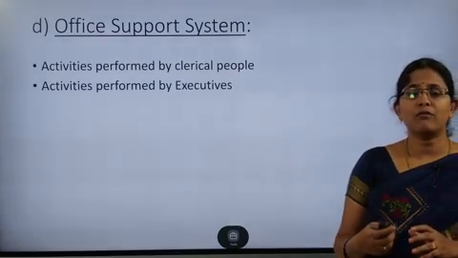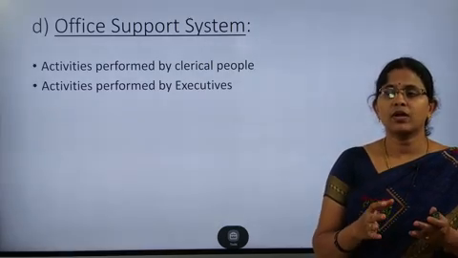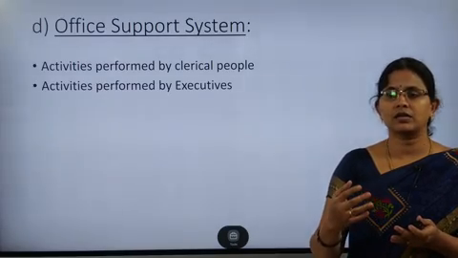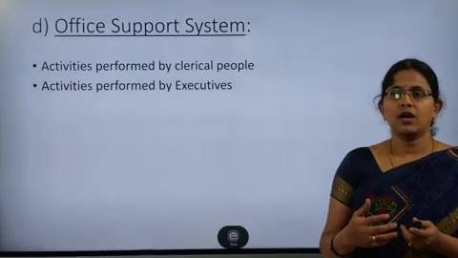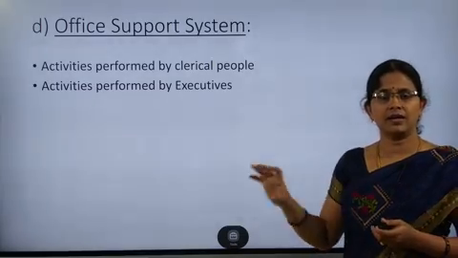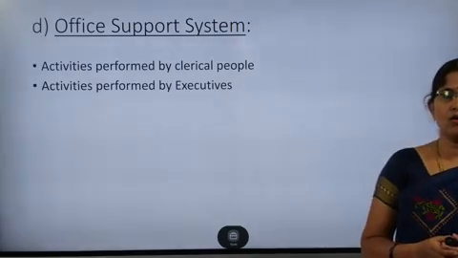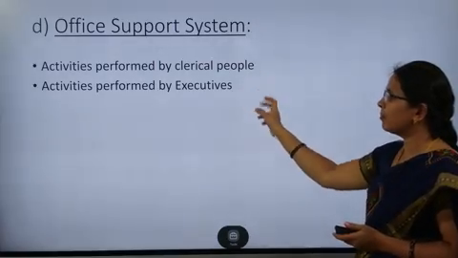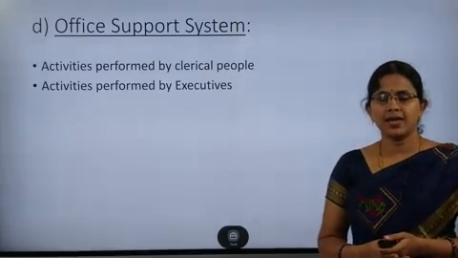If they want to generate any reports, make any decisions, so decision making, report generation, thoroughly going through the reports, preparation of documents and rectifying the errors, all these are the activities that are taken care of by the executives. So these are the two major tasks that are done in office support system: the activities performed by the clerical people and the activities performed by the executives.